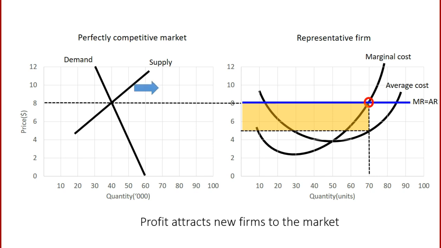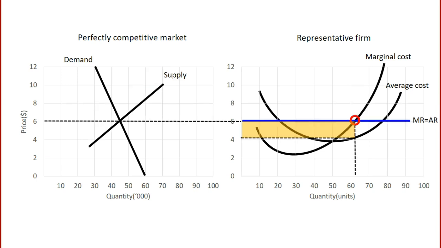So new firms are attracted. Supply increases, the equilibrium price falls, and as a result of that, we can see that the quantity that is optimal for our representative firm to supply decreases, but we can also see that the average profit gets smaller as well. So two things are happening here. One, the optimal quantity being supplied by the individual firm gets smaller, and the profit per unit is getting smaller as well. Therefore, the firm's overall total profit is also getting smaller.